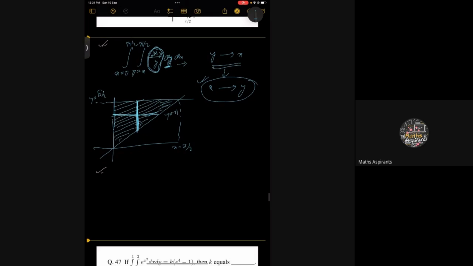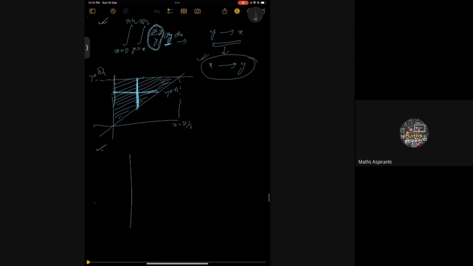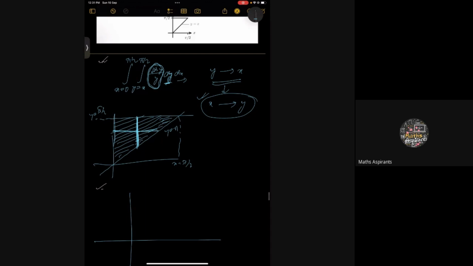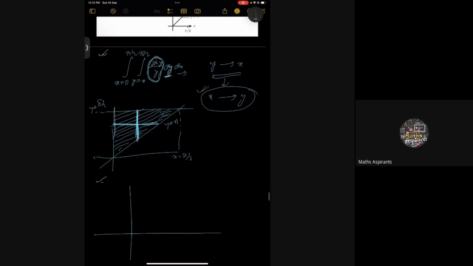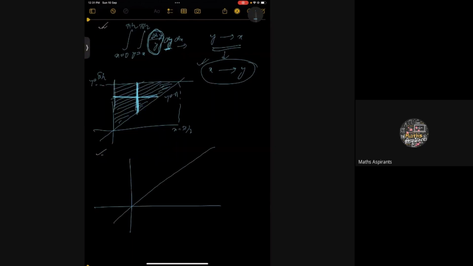Another way of doing this is by traversing along x first, and then along y. This was our line y equal to x, right? If you travel along x, then x lies between 0 and y, right? And y lies between 0 and pi by 2. See, it starts from here, so y lies between 0 and pi by 2.